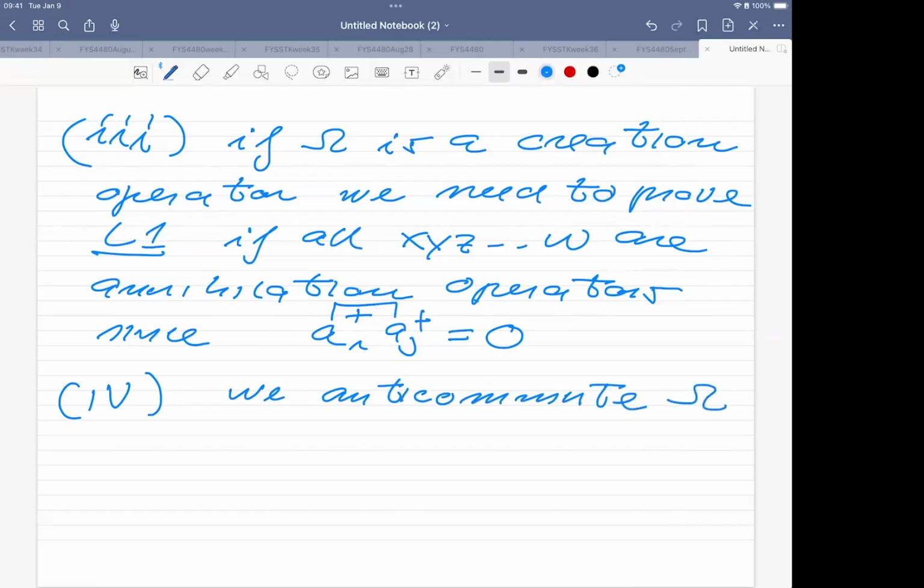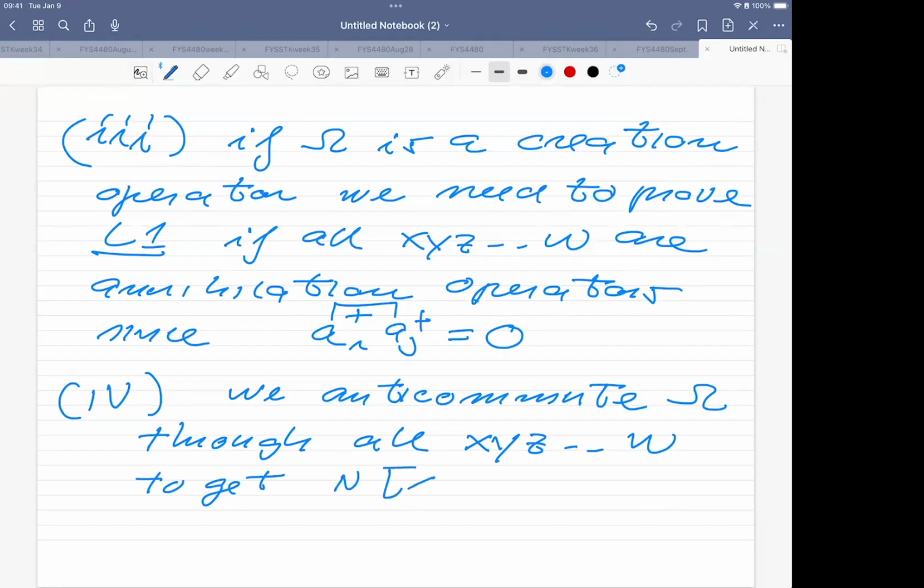Commute omega through all these operators, all x, y, z up to omega, to get the first term. And then all the anti-commutations which are produced are the second term of the lemma. So we anti-commute omega to get the first term, which we wrote like x, y, z, w of omega, the normal order term. And we use all the anti-commutations which are produced to give the second term.